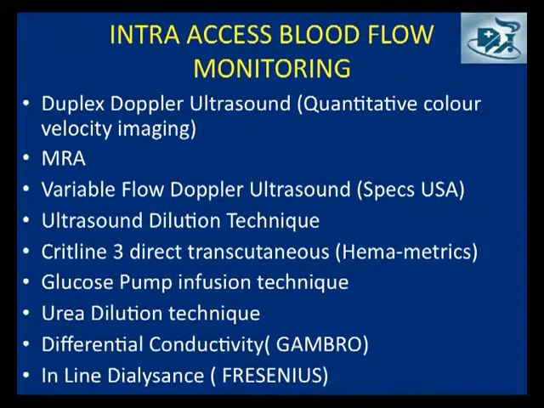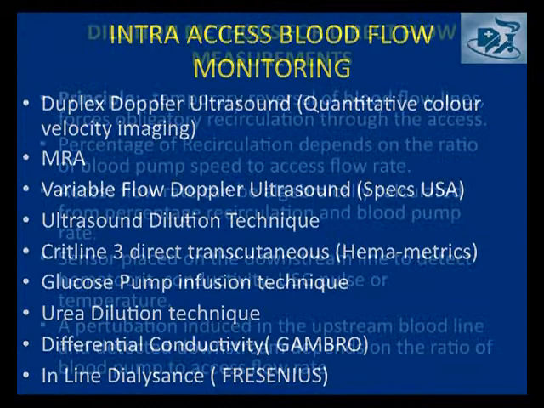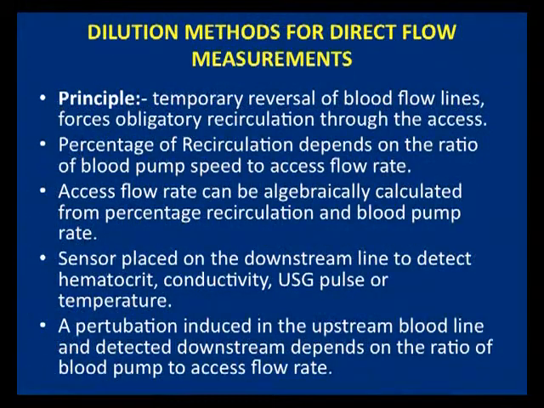There are several intra-access blood flow monitoring techniques like duplex Doppler ultrasound, MRI, variable flow Doppler ultrasound, ultrasound dilution technique, which comes by the name Transonic, Critline-free direct transcutaneous indicators, glucose pump infusion techniques, urea dilution techniques, and differential conductivity and inline dialysis, which are available in the machine itself. What is the principle for these dilution methods for direct flow measurements? Temporary reversal of blood flow lines forces obligatory recirculation through the access.